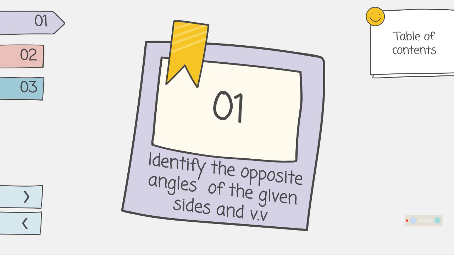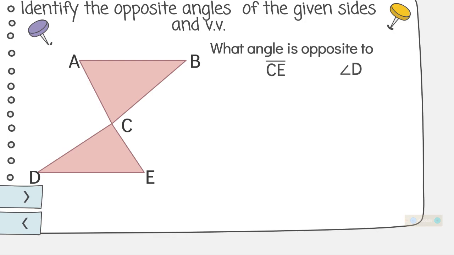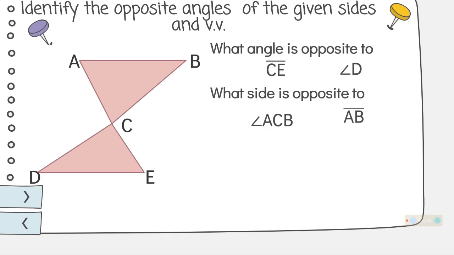Okay, so let's focus on the first objective, identify the opposite angles of the given sides and vice versa. I have here the question, what angle is opposite to side CE? That's correct, we have angle D. Next, what side is opposite to angle ACB? That's correct. We have side AB.